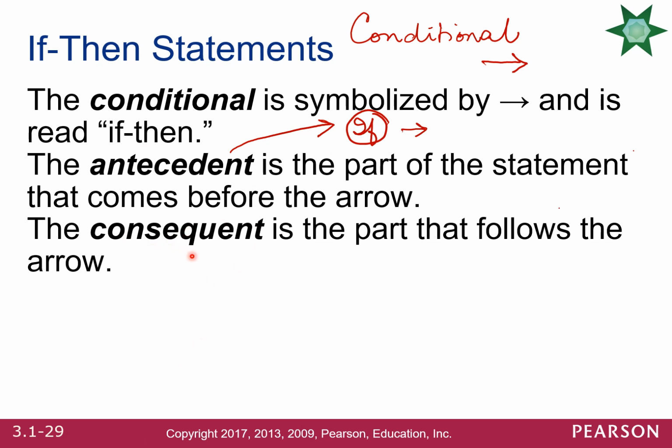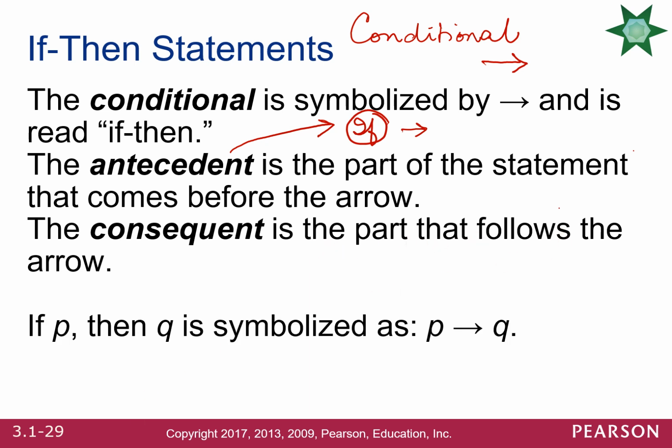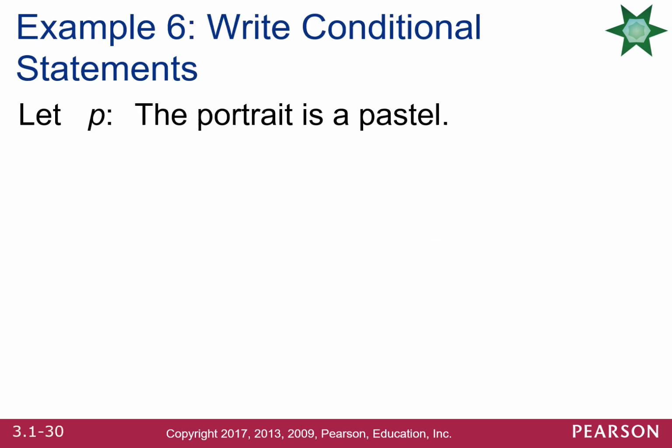That's why it's called a consequent. So the consequent is the part that follows the arrow. So symbolically, this is how we read it: P, then an arrow, and then Q. So P is the antecedent part and Q is the consequent part of this if-then statement.